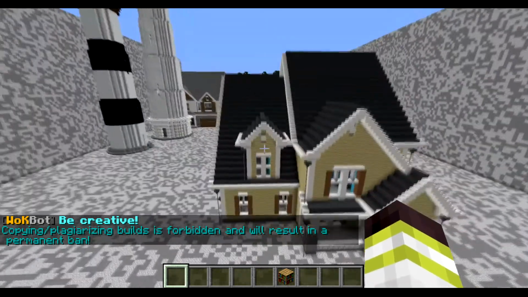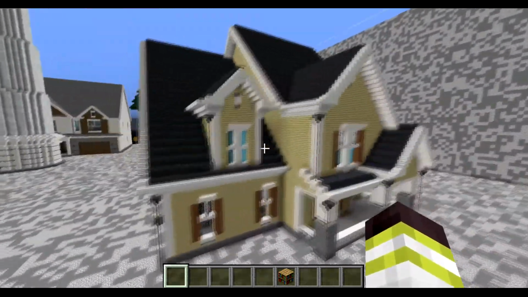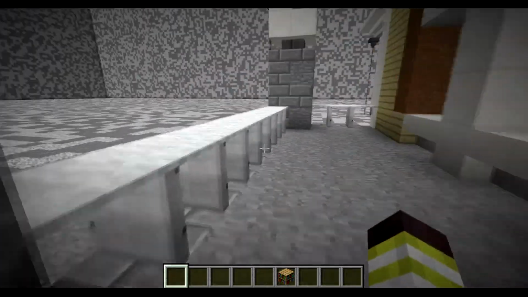Now, if you see this house here, it was built by Seashore, I believe. A very good house, by the way, and it's a very realistic house you can see here. But the thing about this is that it's very upscaled, very big.